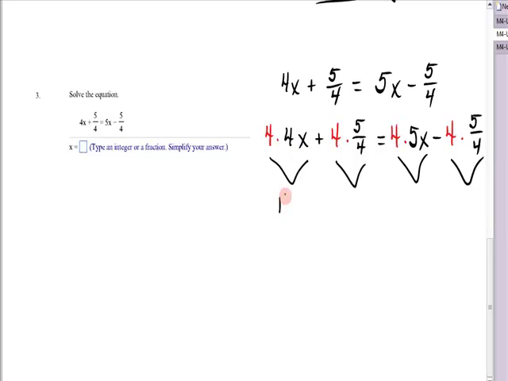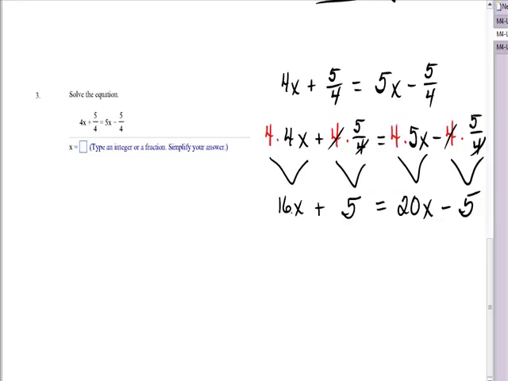For the first one, I get 16x. For the second one, the 4's divide out, and I'm left with 5. Equal sign. 4 times 5x is 20x, minus 4's divide out, and I have 5.